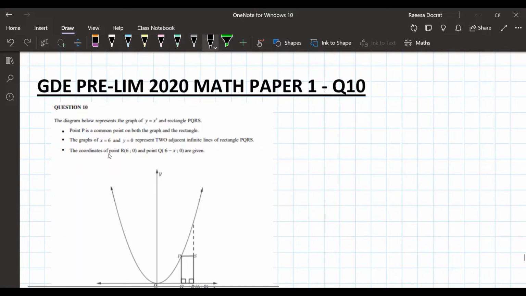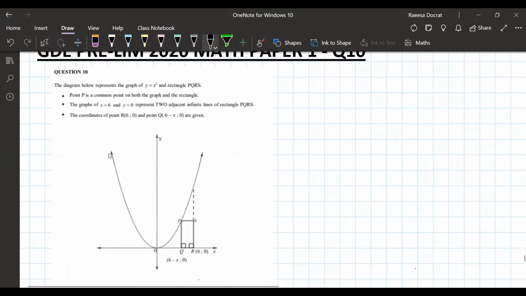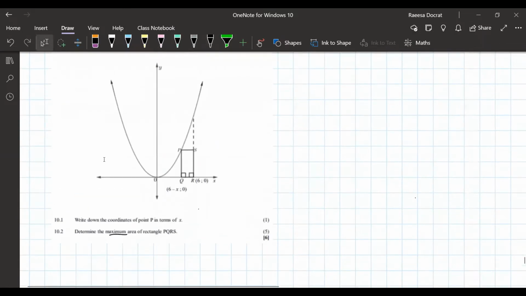So here we have a diagram represented below of a graph y is equal to x squared and a rectangle PQRS. It says P is a common point on the graph and the rectangle, and the graphs of y is equal to 6 and y equals 0 represent two adjacent sides of the rectangle PQRS. The coordinates of R (6; 0), and of Q (6 minus x; 0) are given. So there it is all in the diagram, and it says that we should calculate the coordinates of P in terms of x.